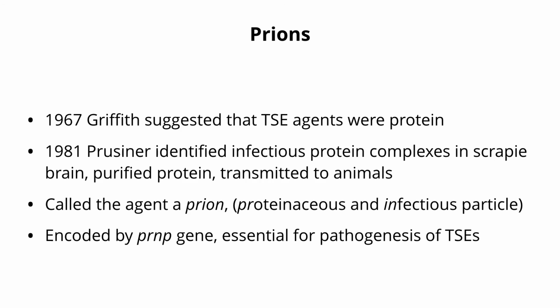So he's the first to call the agent a prion, a proteinaceous and infectious particle. And he also cloned the gene encoding the prion protein. It's called PRNP, prion protein gene. And this is essential for the pathogenesis of TSEs. We now know that in mice, for example, if you delete the PRNP gene and you inject Scrapie prions into mice, they will not develop disease. So the gene within us is actually what is causing this disease.